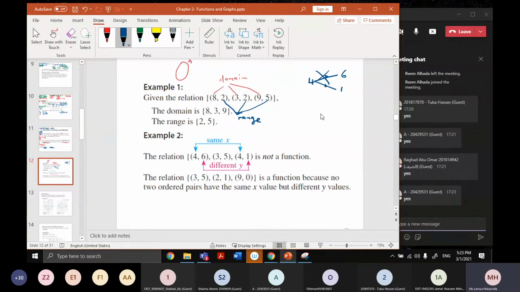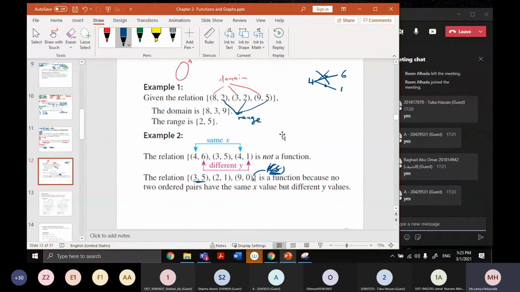طيب لو جيت لقيت ثاني element here، okay مخطوط فيه 3 و 5. Does it matter? No, because this element is the same as this, only the 3 is mapped to the 5, so no new information. Clear? So the repetition will give me nothing new. ما في مشكلة، نفس ordered pairs. 3 وال 5 يبقى only the 3 is mapped to the 5, nothing else.